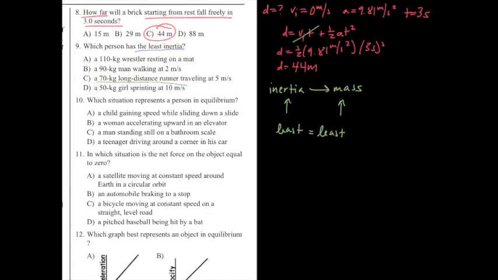Alright, number 10. Which situation represents a person in equilibrium? So when we're in equilibrium, the object can be either at rest or constant velocity. And so we're looking for situations that show either at rest or constant velocity. And here, the only one that shows that is choice C, a man standing still on a bathroom scale.